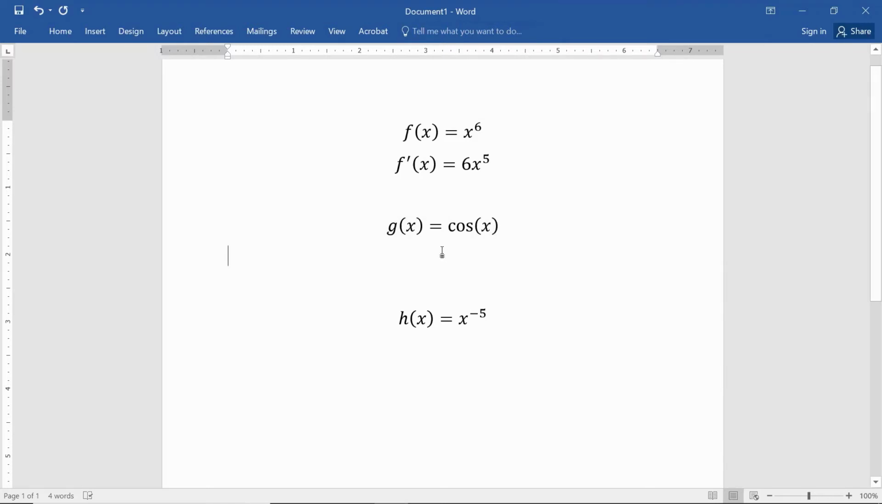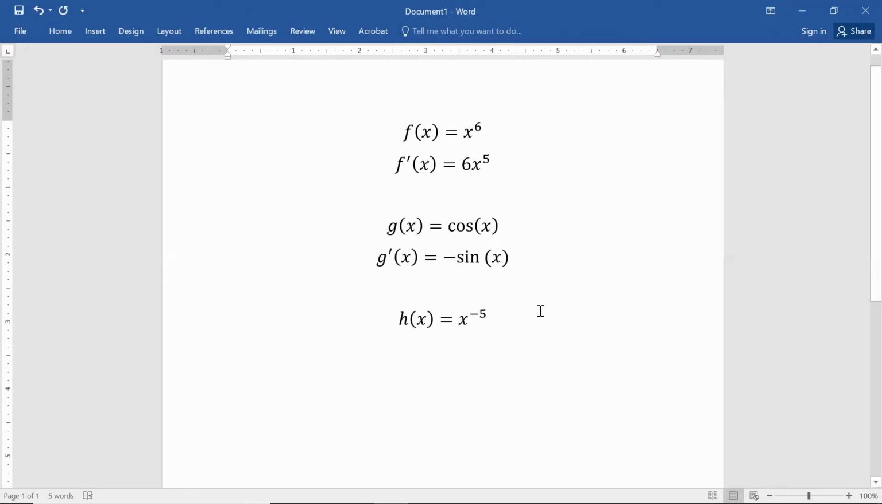With g of x, g prime is negative sine of x. Cosine has a derivative of negative sine. So the derivative g prime is negative sine x.